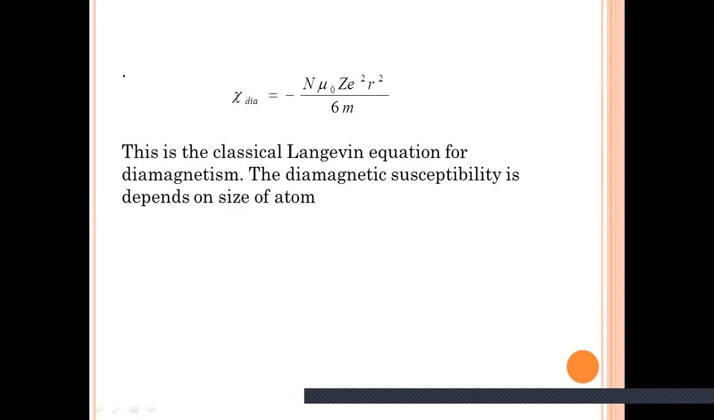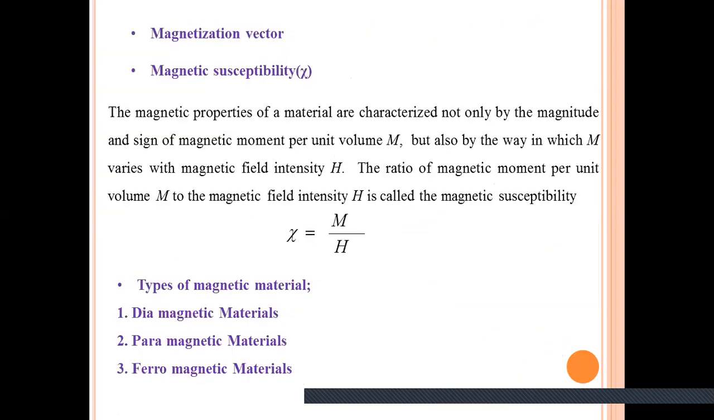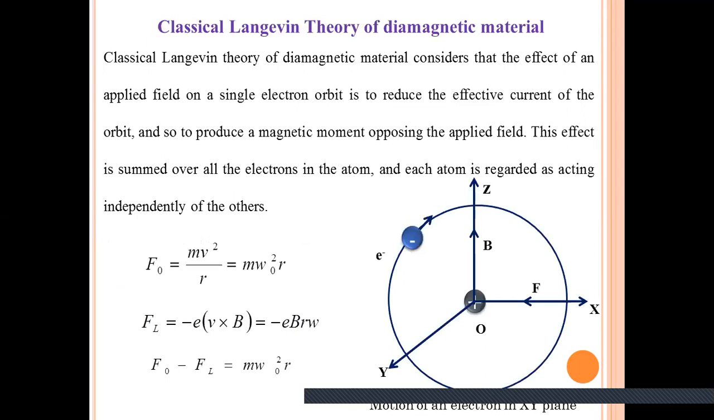This is the expression for the classical Langevin theory of diamagnetic susceptibility, the expression for the diamagnetic material. Again, we can summarize this classical Langevin theory of diamagnetic material.